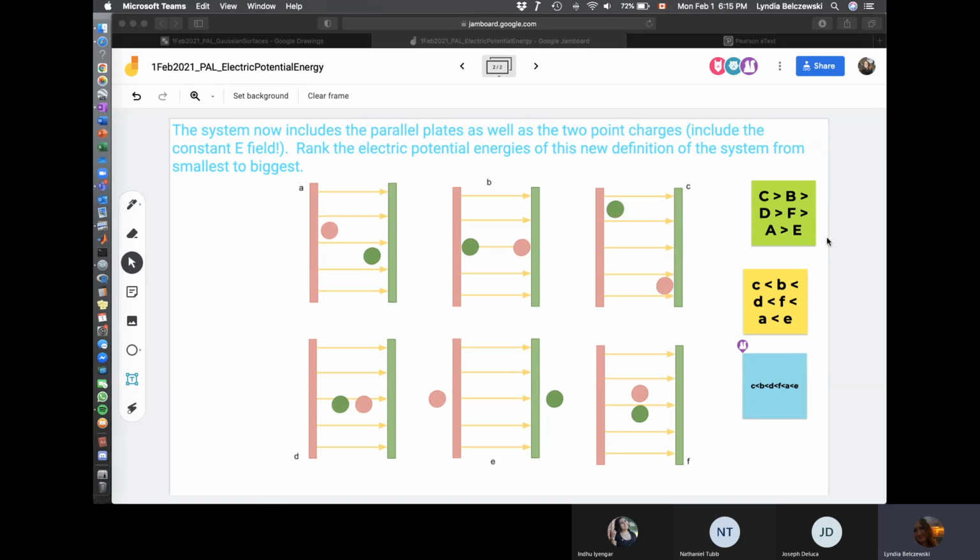Okay, it looks like we're ready to talk about this one. So everyone's got C as the smallest. Oh, interesting. So everyone has C, B, D, F, A, E. But one person is saying that C actually has the biggest potential energy and the system E has the smallest, whereas the other two people have that flipped and they're saying that no, C actually has the smallest potential energy and the system E has the biggest.